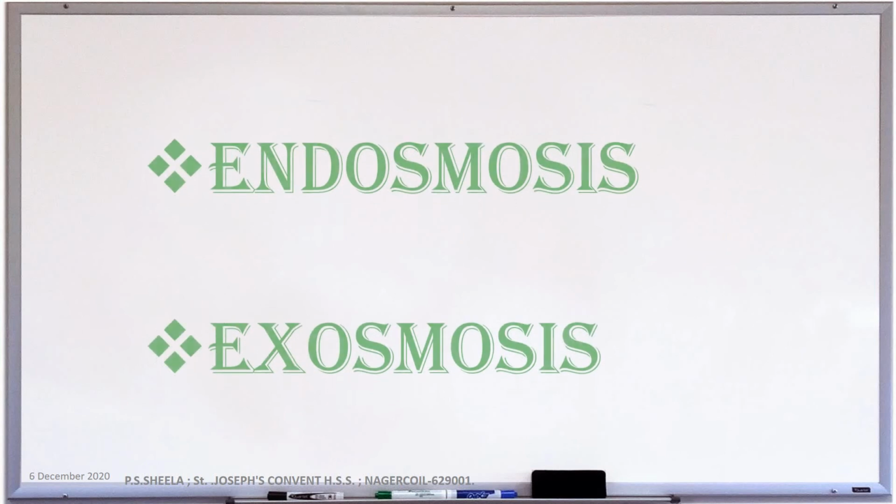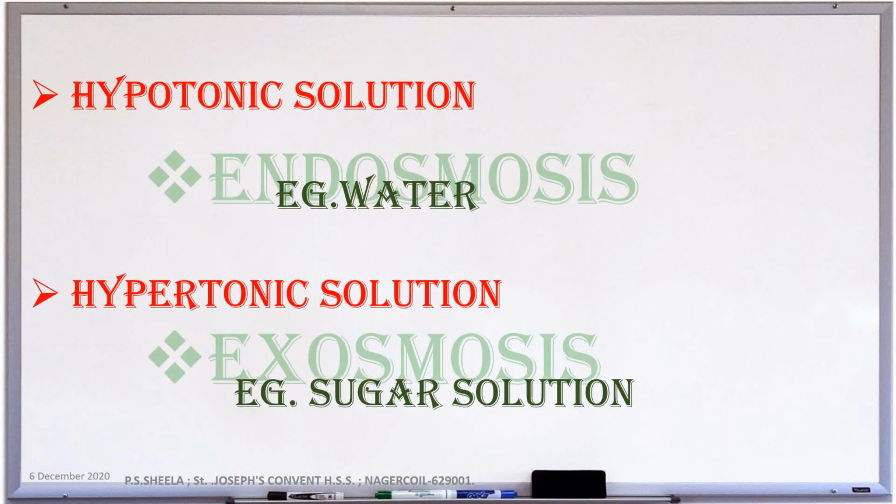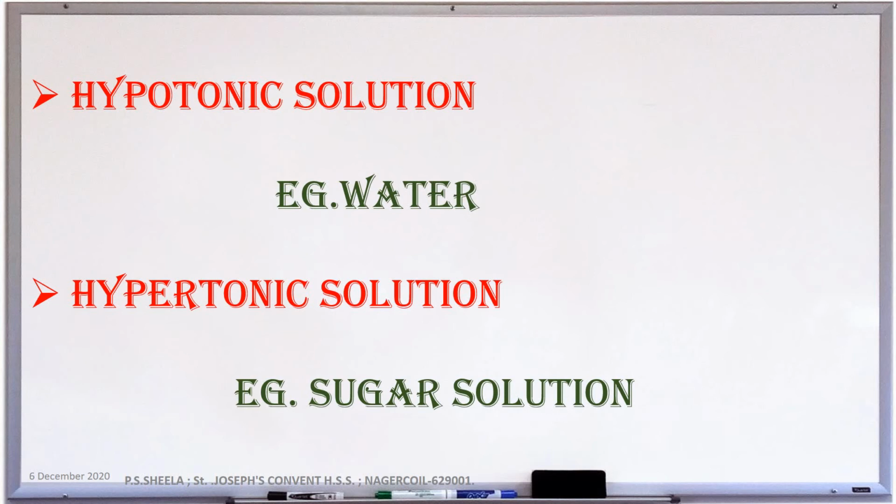And what is exosmosis? It's a withdrawal of water from a cell. Endosmosis, entry of a solvent. In exosmosis, withdrawal of water. So, exosmosis is withdrawal of water from a cell when placed in hypertonic solution. Hypertonic solution is where you find more of solute, for example, sugary syrup.